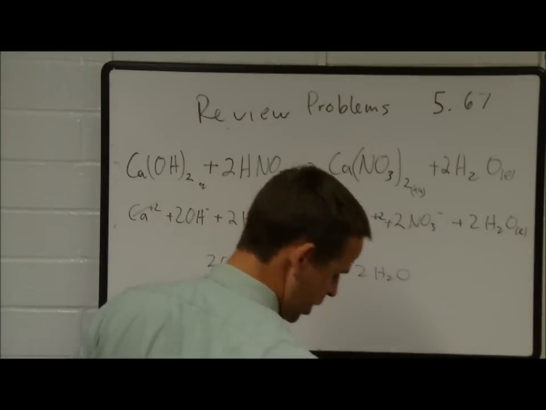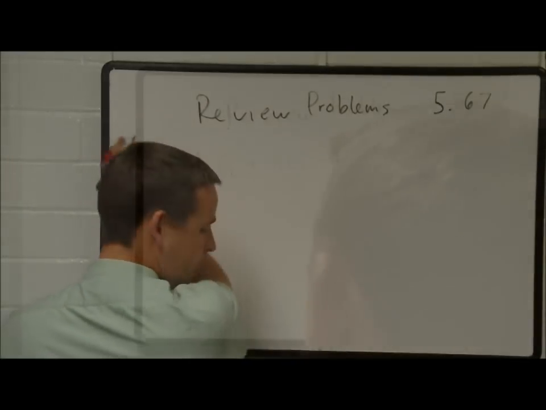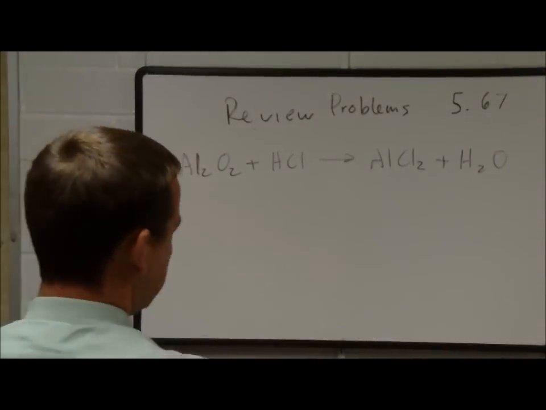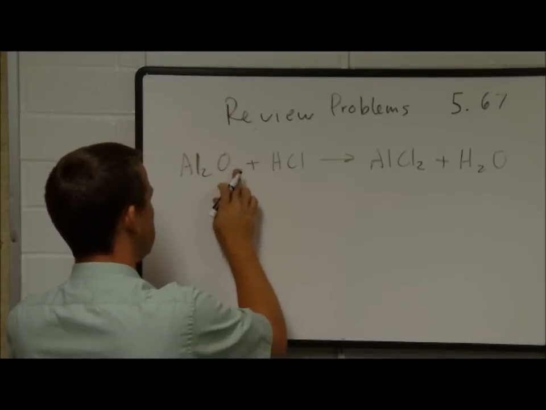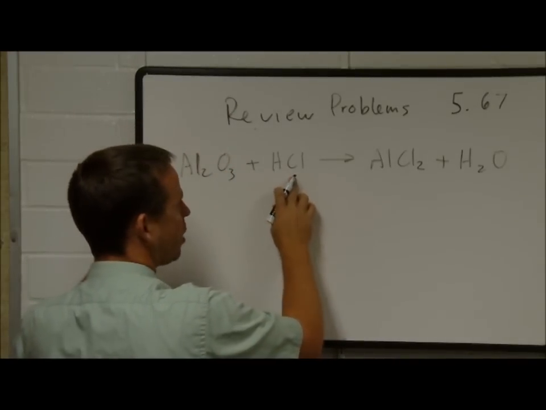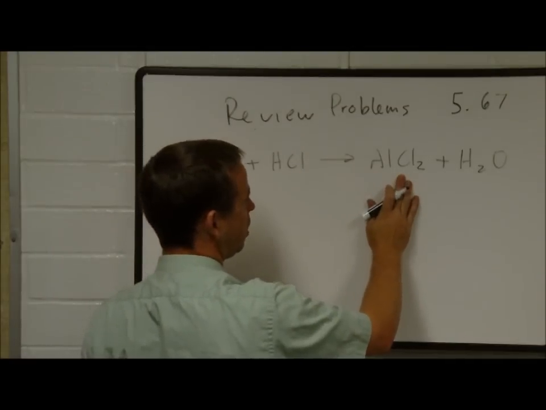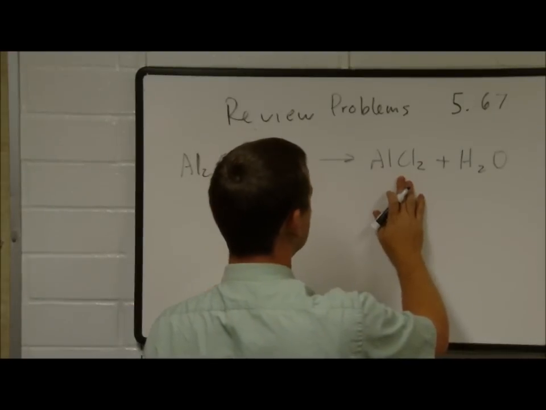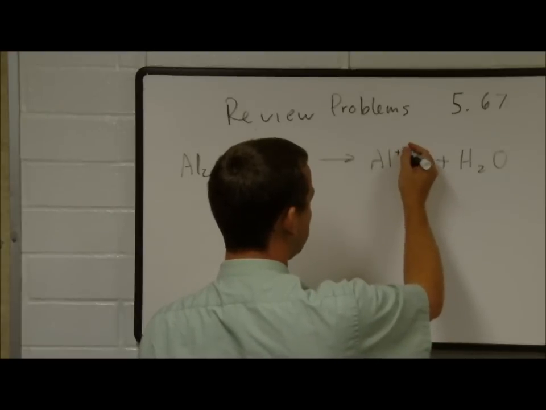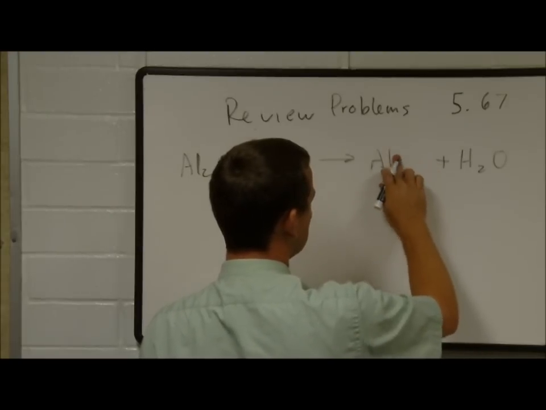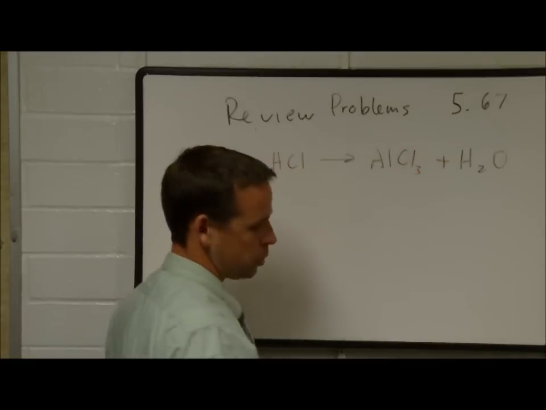Okay, next we have aluminum oxide. Did I forget to do something there? All right, so we're on review problem 567. We have aluminum oxide, Al2O3, combining with hydrochloric acid. This is a strong acid, and the products are going to be aluminum ion, Al plus 3, well, that's right, aluminum chloride, AlCl3, plus water, okay?